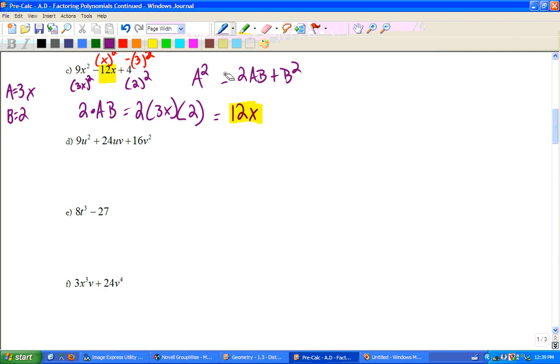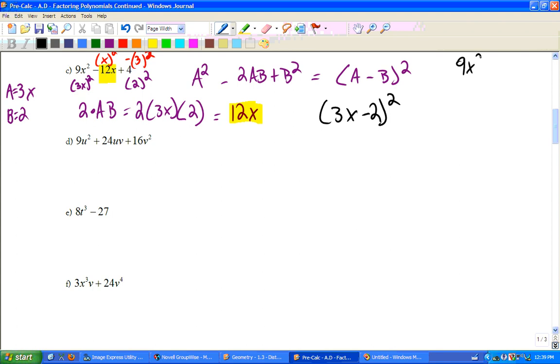It happens to be the instance where a squared minus 2ab plus b squared will factor into our a value minus our b value, squared. In this case, our final solution then is our a value, 3x, minus our b value, 2, squared. What's nice is, if you don't recognize that this is a perfect square trinomial, you can always factor either by grouping or by guess and check.